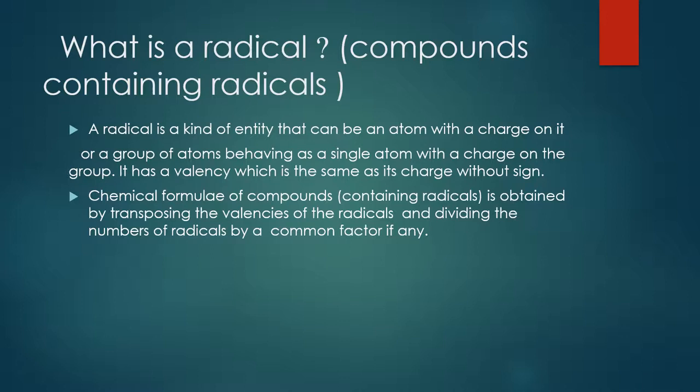Now we will know what is a radical. A radical is a kind of entity that can be an atom with a charge on it or a group of atoms behaving as a single atom with a charge on the group. It has a valency which is the same as its charge without sign. The chemical formula of compounds containing radicals is obtained by transposing the valencies of radicals and dividing the numbers of radicals by a common factor, if any.